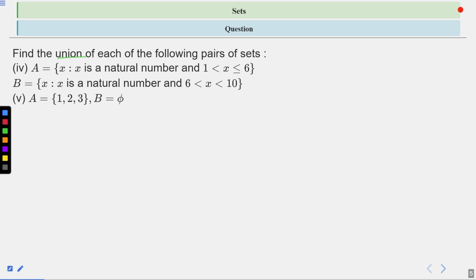So find the union of each. In the fourth, we are given two sets described in set builder form. Set A is the collection of all x such that x is a natural number and x is strictly greater than 1, less than or equal to 6. And set B is the collection of all x such that x is a natural number and x is strictly greater than 6, strictly less than 10. For the fifth, A is the set with 3 elements 1, 2, 3 and B is your empty set.